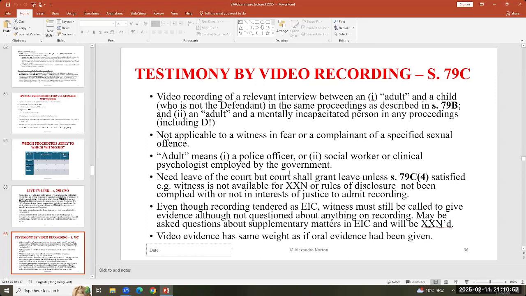But challenges in the cases that have been made to these video recorded interviews have been along the lines of, well, the police officer was asking very leading questions, just putting words into the witness's mouth. So the prejudicial effect of the video recording outweighs its probative value. Or another objection that's been made is that the person conducting the interview wasn't a social worker or psychologist employed by the government, right? It's an outside private practitioner. So the requirements of the section were not met. So those are the types of challenges that tend to be made. Whether they are successful or not depends on the situation.